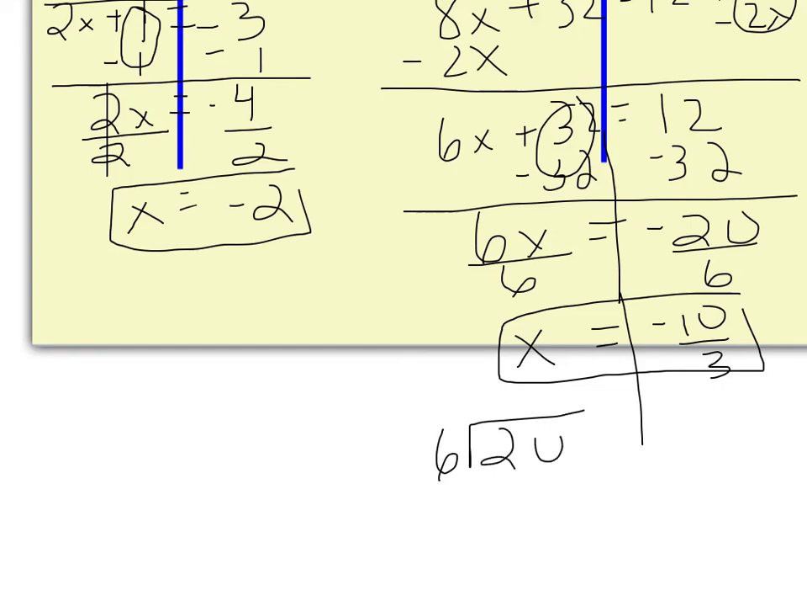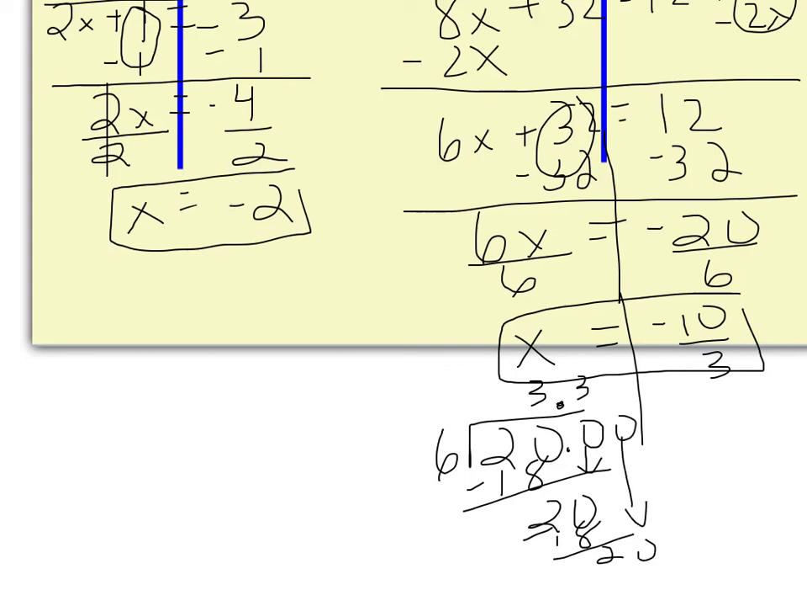So 6 into 20. I know that 6 times 3 is 18. And I have 2 left over. Okay, so I need to add a decimal here and a 0, because 20 is the same as 20.0. I bring it down, and I notice that I get 3 again. Subtract 18, and I get 2 again. So I see a pattern that's going to happen if I add another 0. So my answer here could also be 3.3 repeating. Okay? So you have negative 10 over 3, or 3.3 repeating.